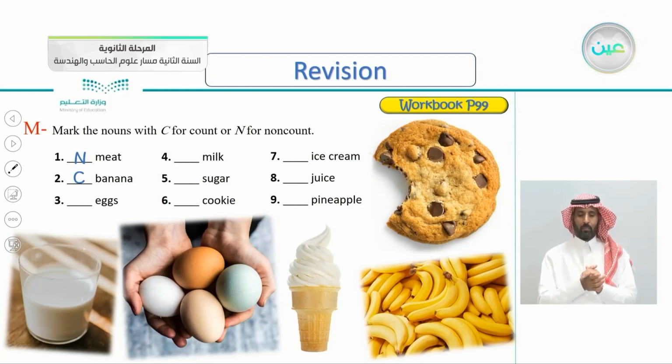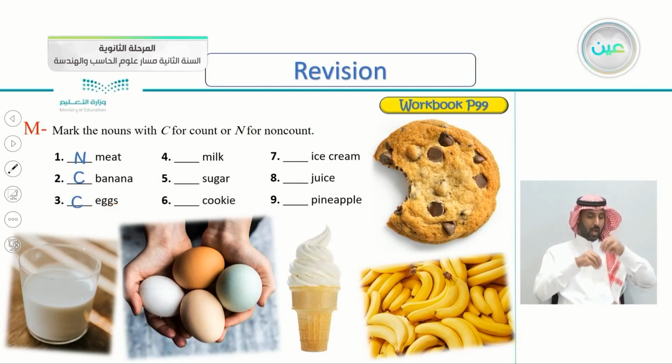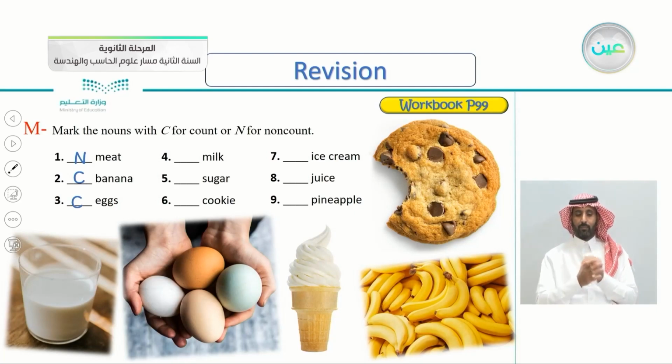What about eggs? Eggs, from the word itself, you can see the S here. One egg, two eggs, or as in the picture here, four eggs. Number five, milk. Do we say milks? Of course not. We say a glass of milk, two glasses of milk, and so on. But the milk itself, it's non-count.